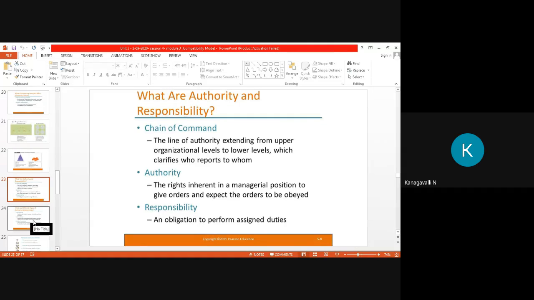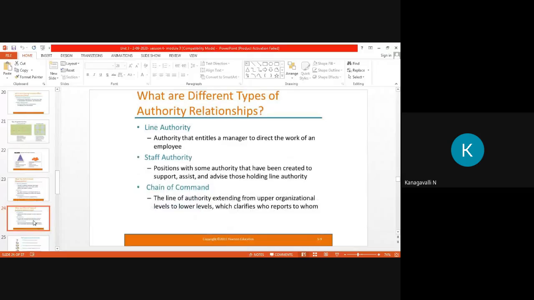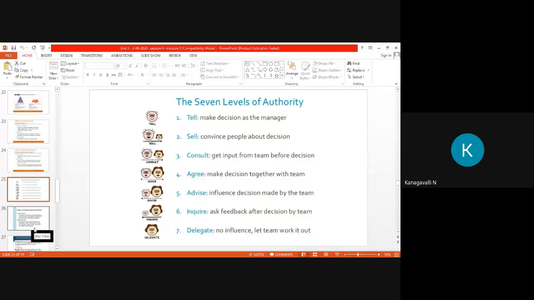In general we have different types of authority relationships: line authority, staff authority, and chain of command. Chain of command is a common platform for all of them. Line authority entitles a manager to direct the work of an employee. Staff authority is a position with some authority, created to support, assist, and advise those holding line authority.